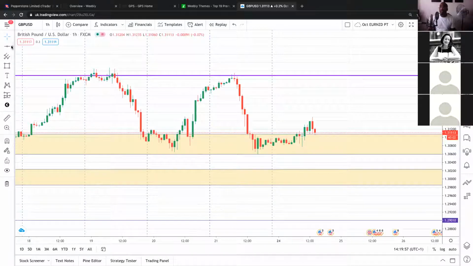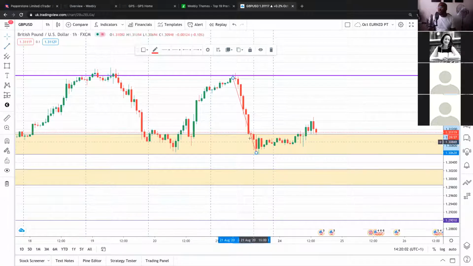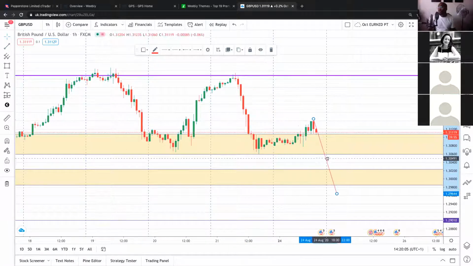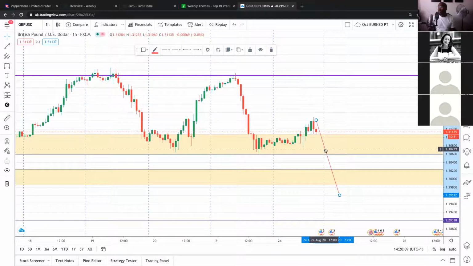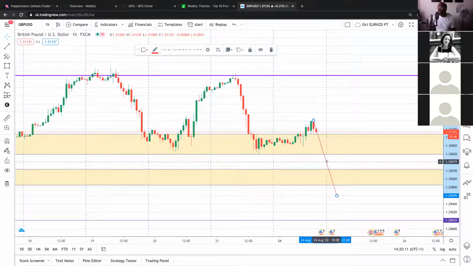In fact, let me draw that out. I'm going to draw a trend line from here to here, and then I'm going to move this trend line. So that will then tell me a potential move that price could get to.